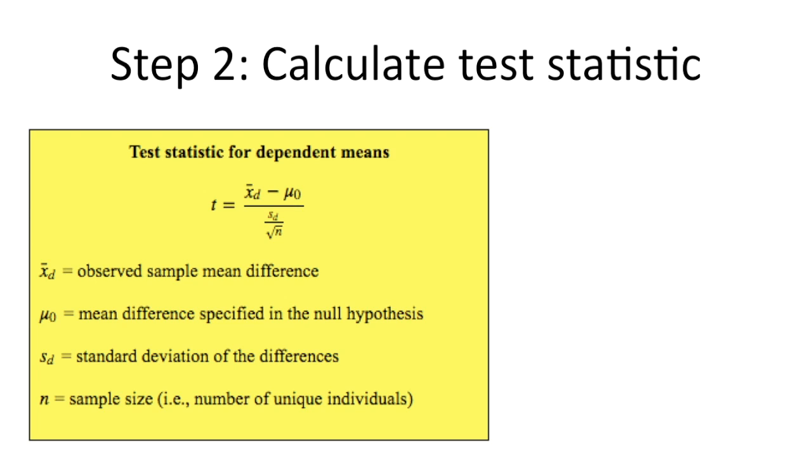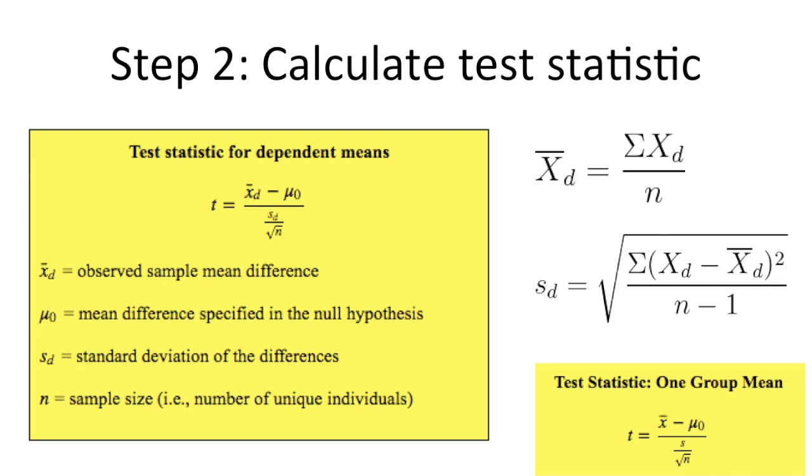Step 2, calculate test statistic. This is the formula that you're going to be using to compute the test statistic for dependent means. We can compare this to the formula for the test statistic for one group mean that you worked with last week. We can see that these are essentially the same formula. These formulas are the same as the formulas that you learned in Lesson 2 for the sample mean and the sample standard deviation, except now we have the subscript d to denote that you're working with differences as opposed to original observations.